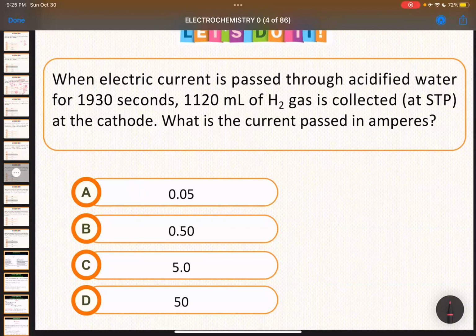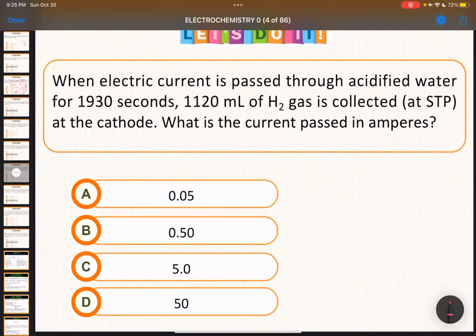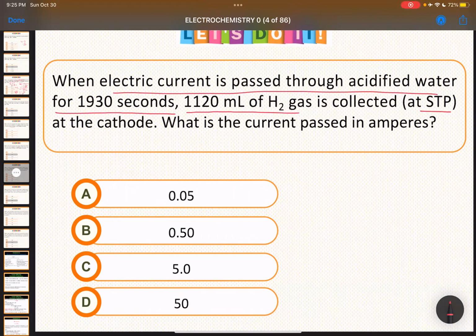this one is a bit tricky, not very tricky. What electric current is passed through acidified water for 1930 seconds that will give 1120 ml of H2 at STP at cathode? So W equals ZIT. For H2 you need to calculate.